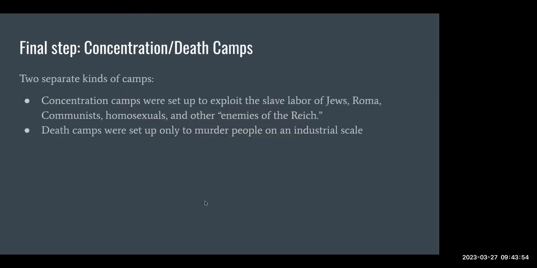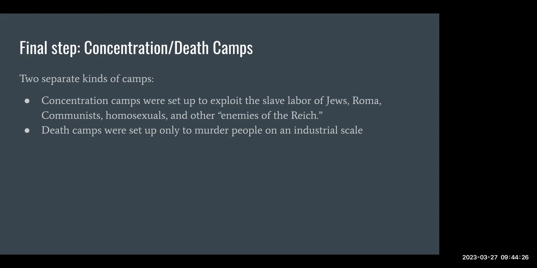The final step was, of course, concentration and death camps. And I want to make a distinction between these two things. Concentration camps were set up really for slave labor of Jews, Roma, communists, homosexuals, and other, quote, enemies of the Reich. If the prisoners died during their incarceration in these camps, that was fine, according to the Nazis, but they weren't set up specifically for mass murder on an industrial scale, the same way the six camps that we call death camps were.